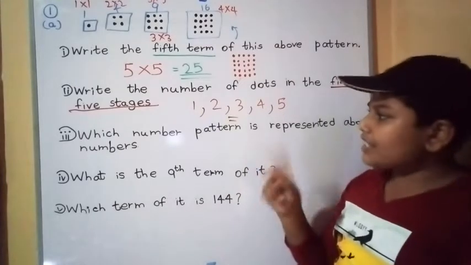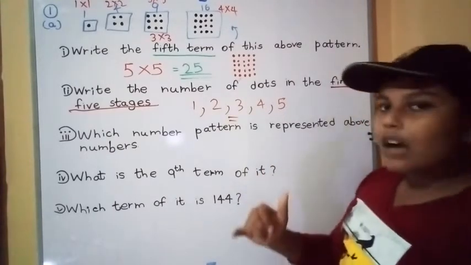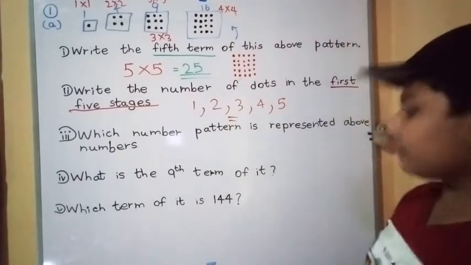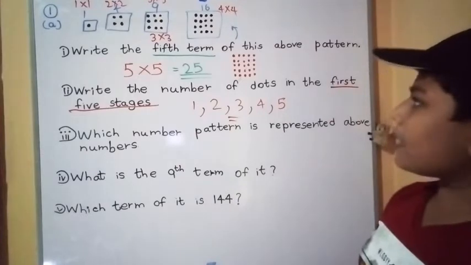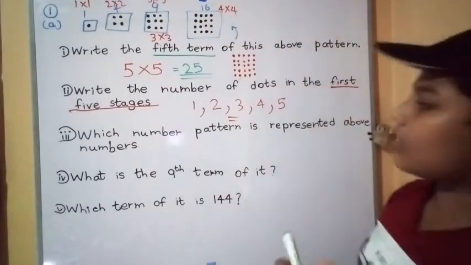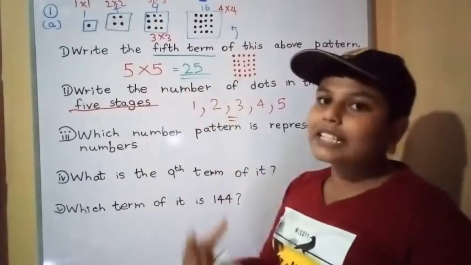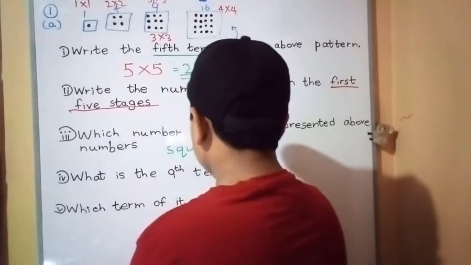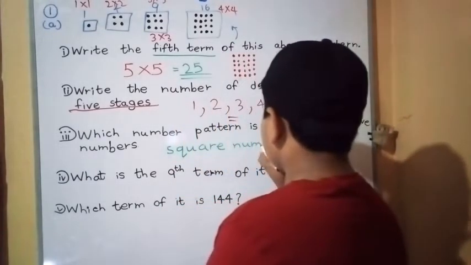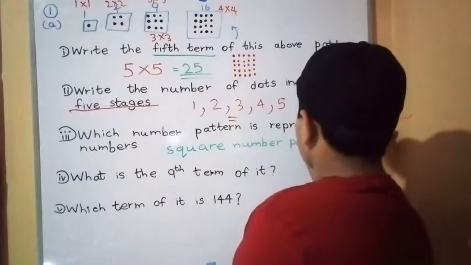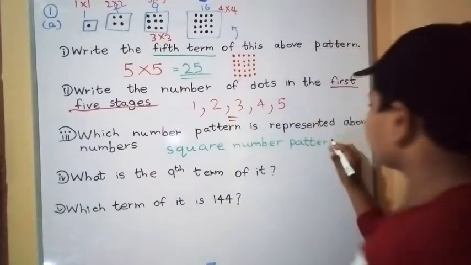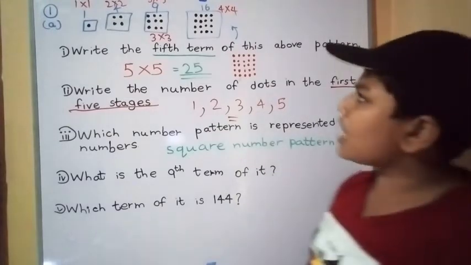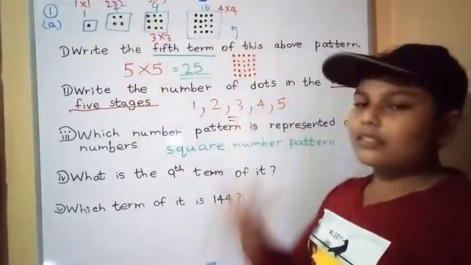The third one: which number pattern is represented by the above numbers? Now, which number pattern? Now, these are the above numbers: 1, 4, 9, 16. You look, they are squares. Now you can write square number pattern. Now this is the answer: square number pattern, squares.